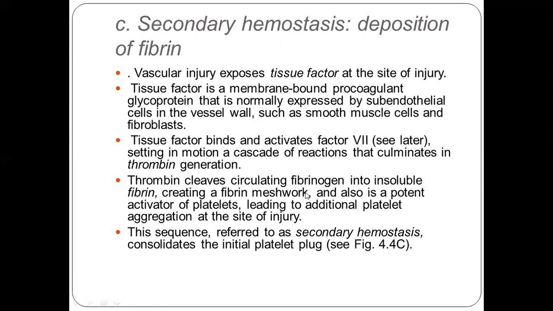Thrombin cleaves circulating fibrinogen into insoluble fibrin, creating a fibrin meshwork, and also is a potent activator of platelets, leading to additional platelet aggregation at the site of injury. This sequence, referred to as secondary hemostasis, consolidates the initial platelet plug.